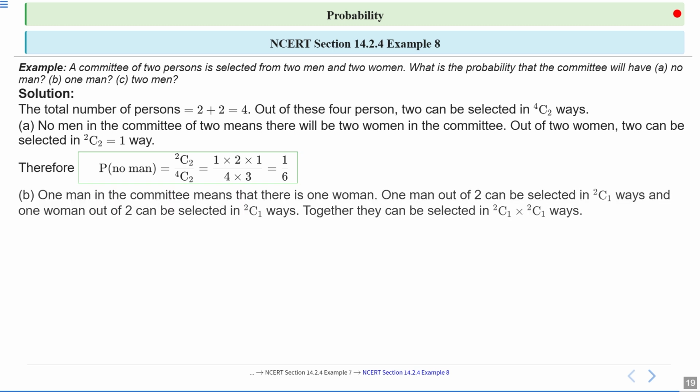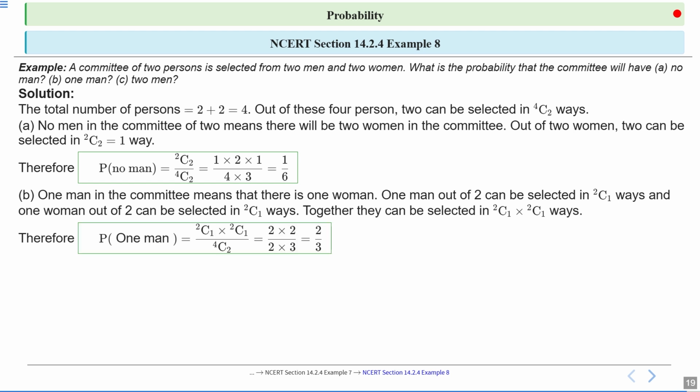Clear? And then one man in the committee means there is one woman. One man out of two can be selected in 2C1 ways, and one woman out of two women can be selected in 2C1 ways. Together they can be selected in 2C1 multiplied by 2C1 ways. Therefore, the probability of one man is equal to 2C1 multiplied by 2C1 divided by 4C2. If you calculate it, you will get 2 over 3. So the probability of one man is 2 over 3.